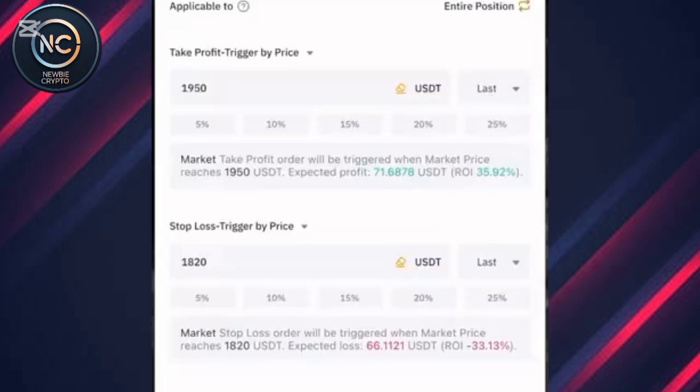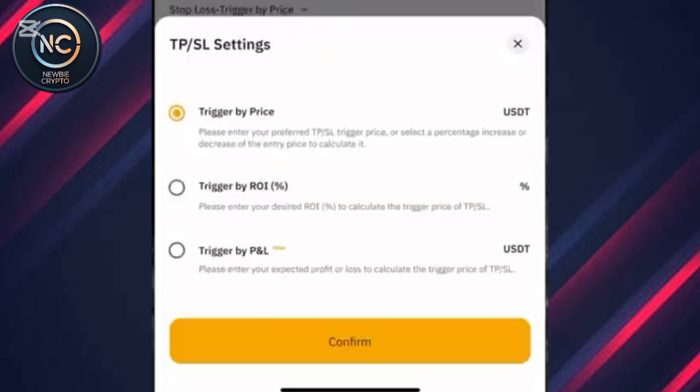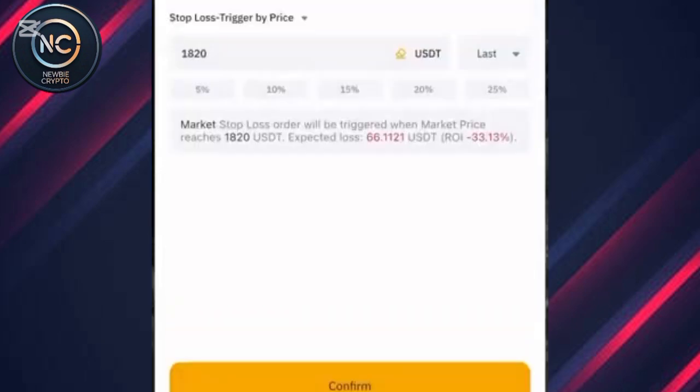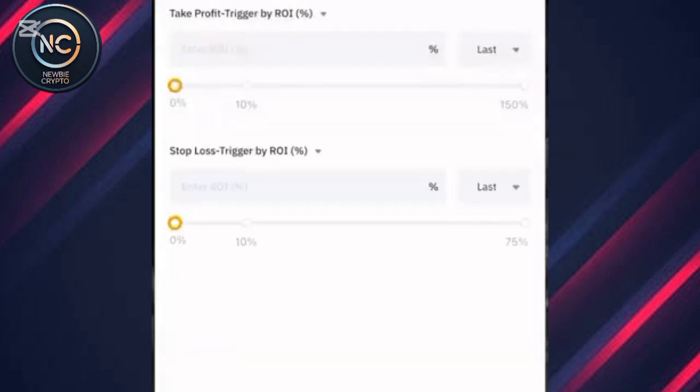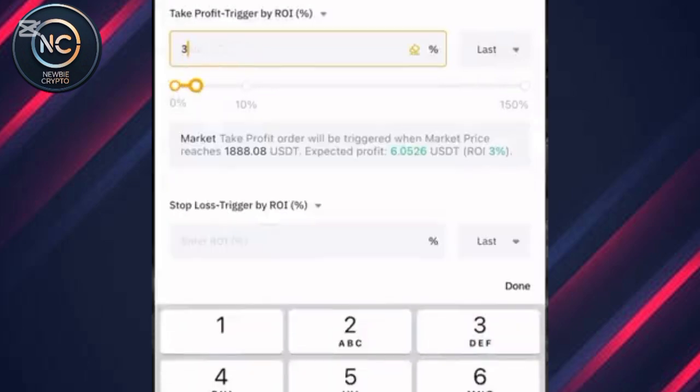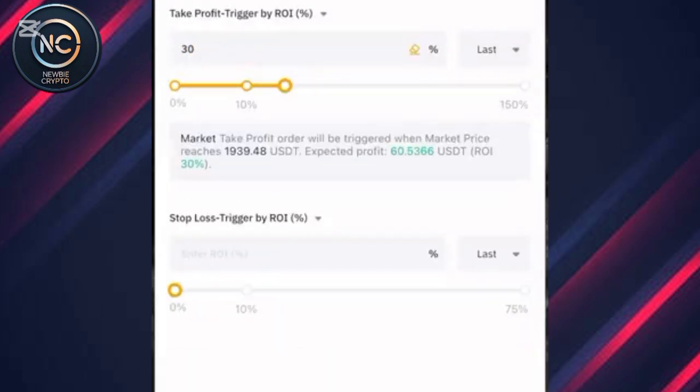Now let's, for example, you want to set it by ROI. You come here and pick ROI and then tap on confirm. And then for stop loss also, you put ROI and tap on confirm. Now this means, what percentage of profit do you want to make? So let's, for example, I want to make 30% profit. That means that my take profit will be 1,939 USDT. So you can see the price, and I'm making 60 USDT, and the ROI is 30%.